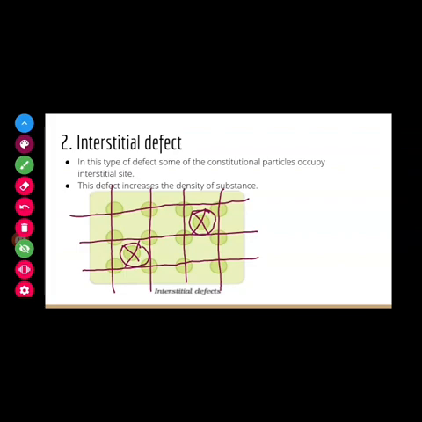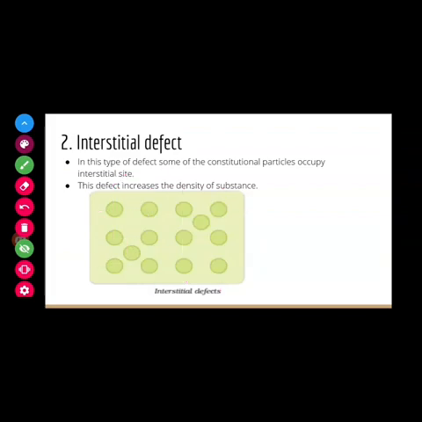In case of vacancy defect, as you have seen, there are particles which have gone missing from the crystal, so in that case, the density decreased. But here, can you see there are extra particles which are added to the interstitial site, right? Since they are added, the density will increase. So this defect can increase the density of the substance. This is the second type of defect.